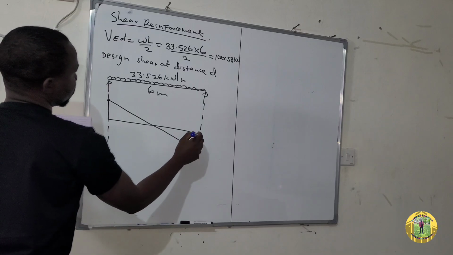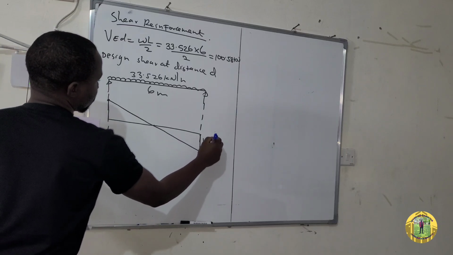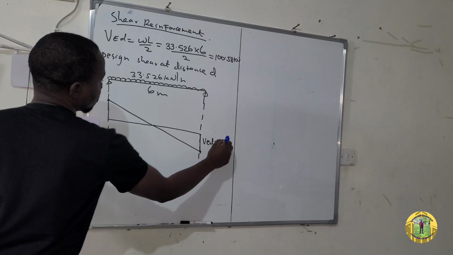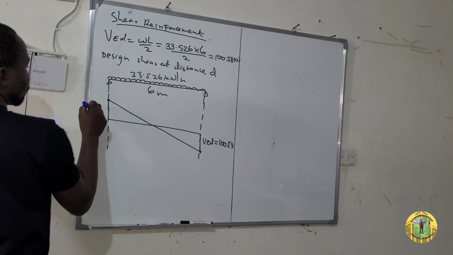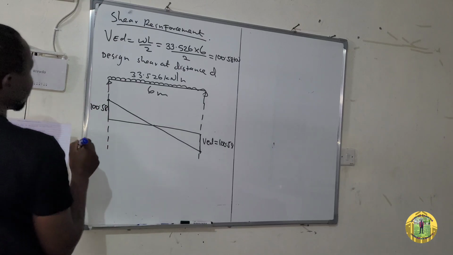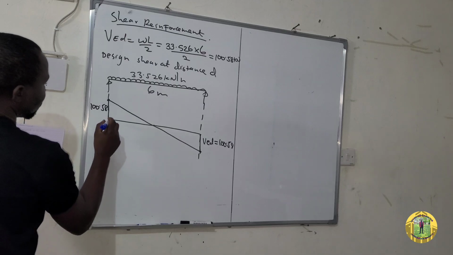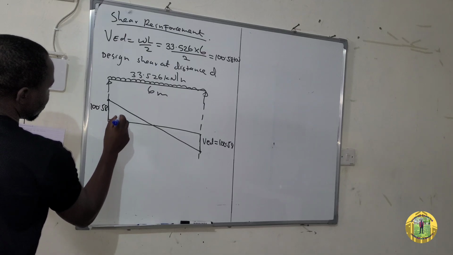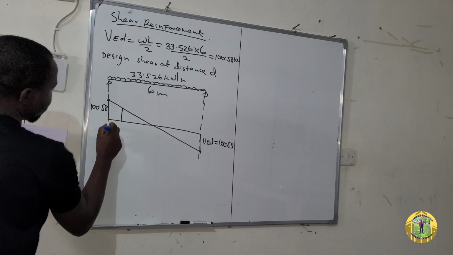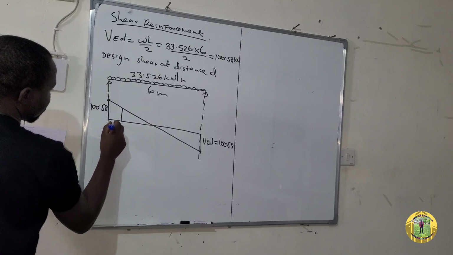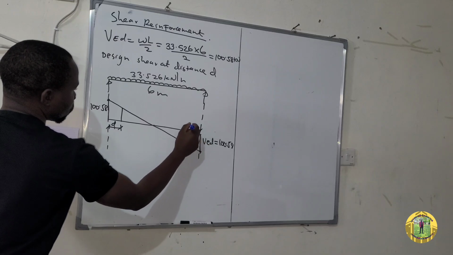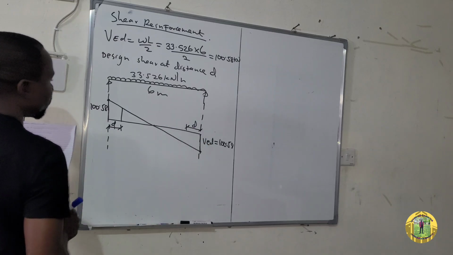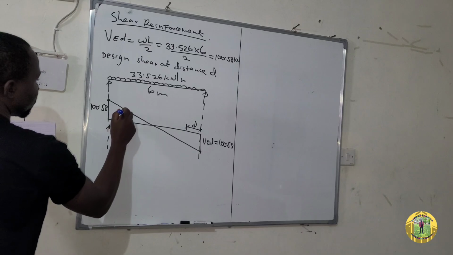So this is VED, which is equal to 100.58, the same as this, 100.58. So let's calculate design shear at distance D. So let's assume this is distance D. This is distance D, because this distance is more critical when it comes to shear. This is D. So we want now to determine VED.